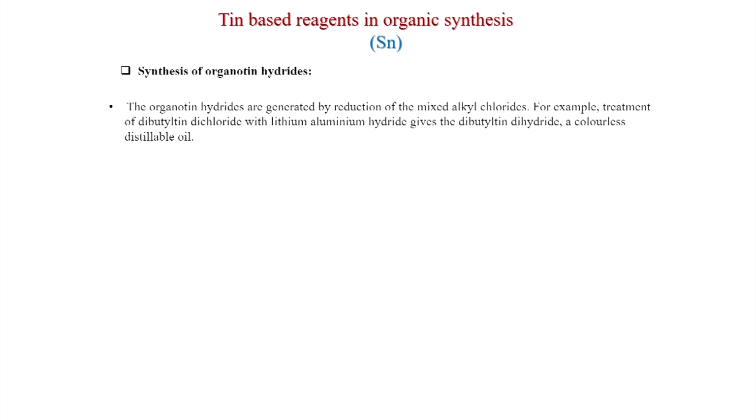Now, we will see the hydrides, the organotin hydrides. Organotin hydrides are generated by reduction of the mixed alkyl chlorides. For example, treatment of dibutyltin dichloride with lithium aluminum hydride gives dibutyltin dihydride. So, you can see this is a colorless oil. This is the reaction of dibutyltin dichloride with half an equivalent of lithium aluminum hydride, which will generate this dibutyltin dihydride, and this is the byproduct.